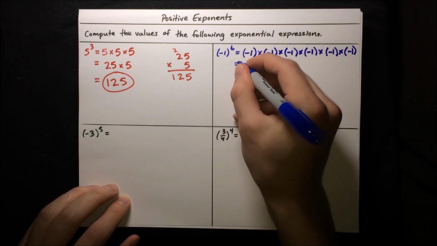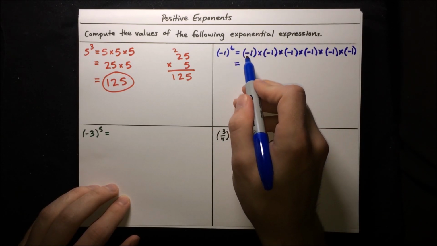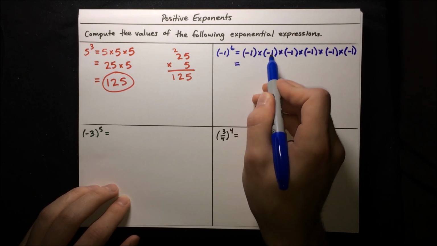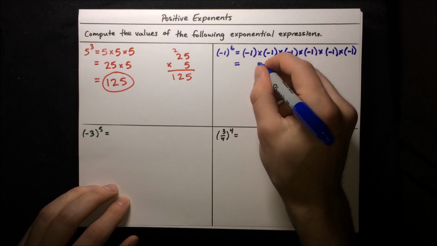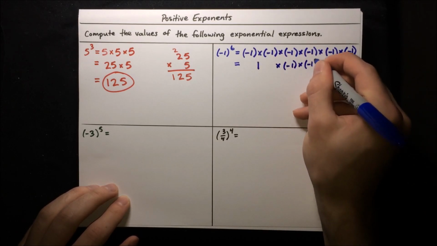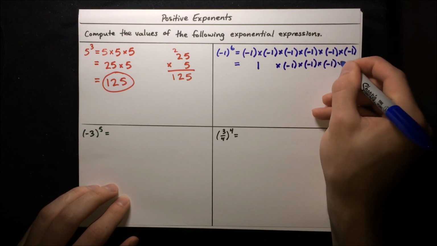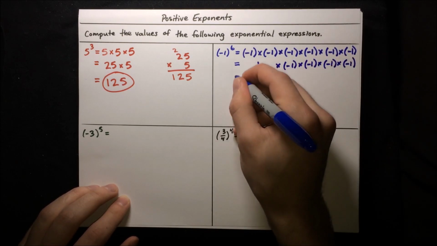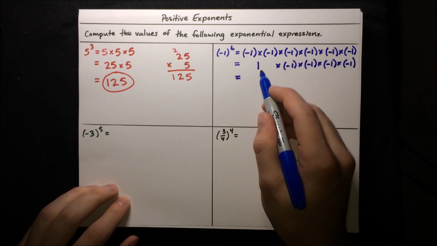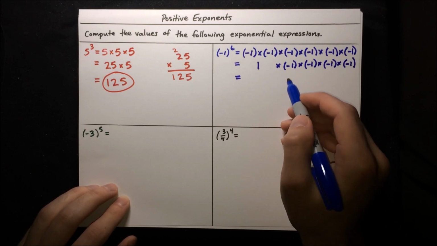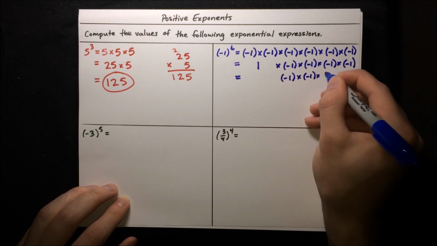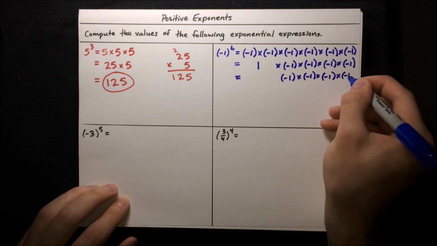And now let's go ahead and multiply. Well, negative 1 times negative 1, the negatives cancel, and then we just have 1 times 1, which is just 1. So we've really just got 1 times negative 1 times negative 1 times negative 1 times negative 1. And then 1 times -1 is just -1, because 1 times any number is just that number. So we've just got -1 times -1 times -1 times -1.